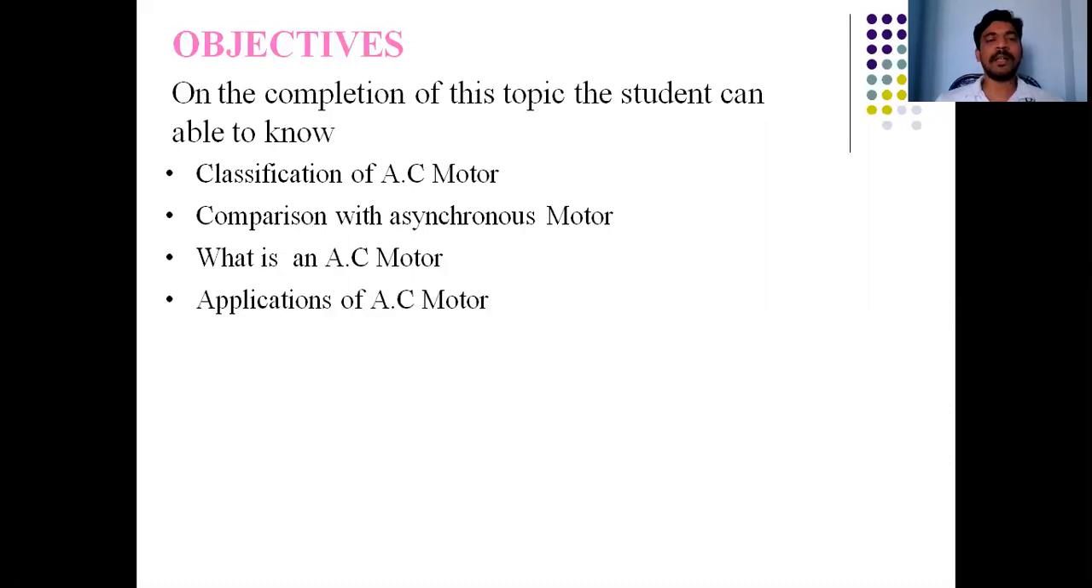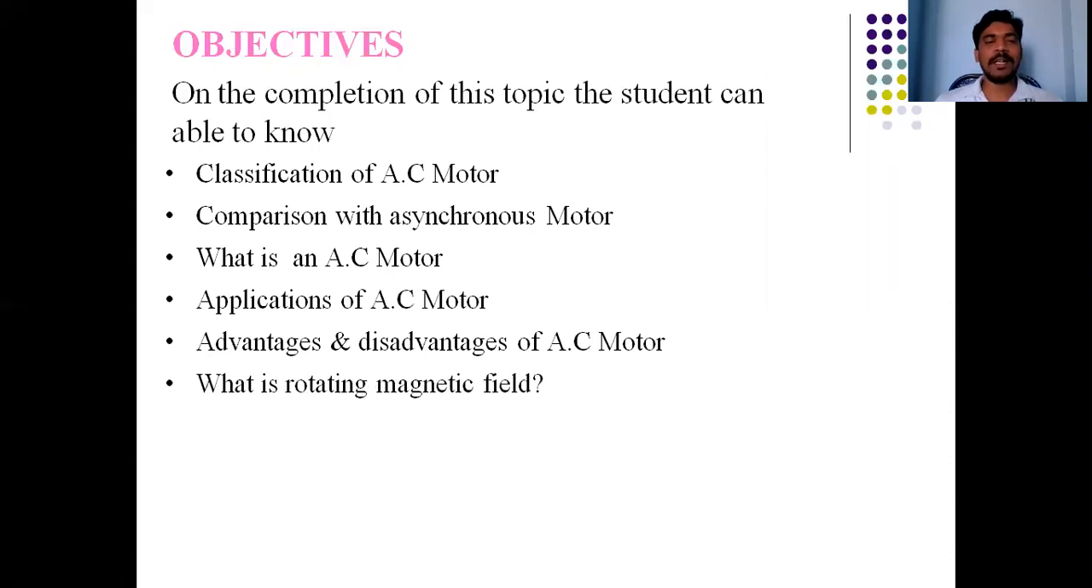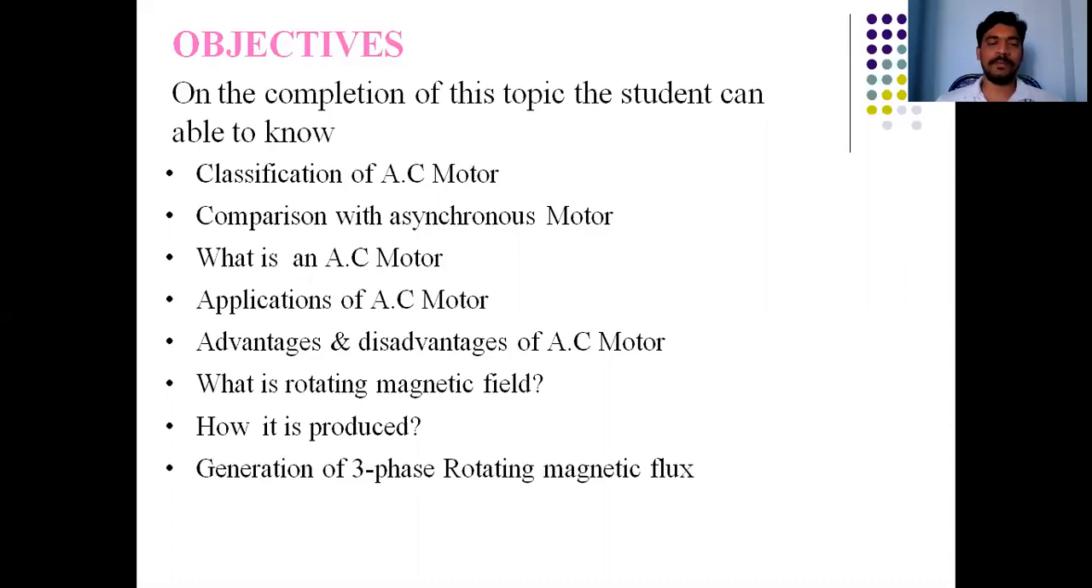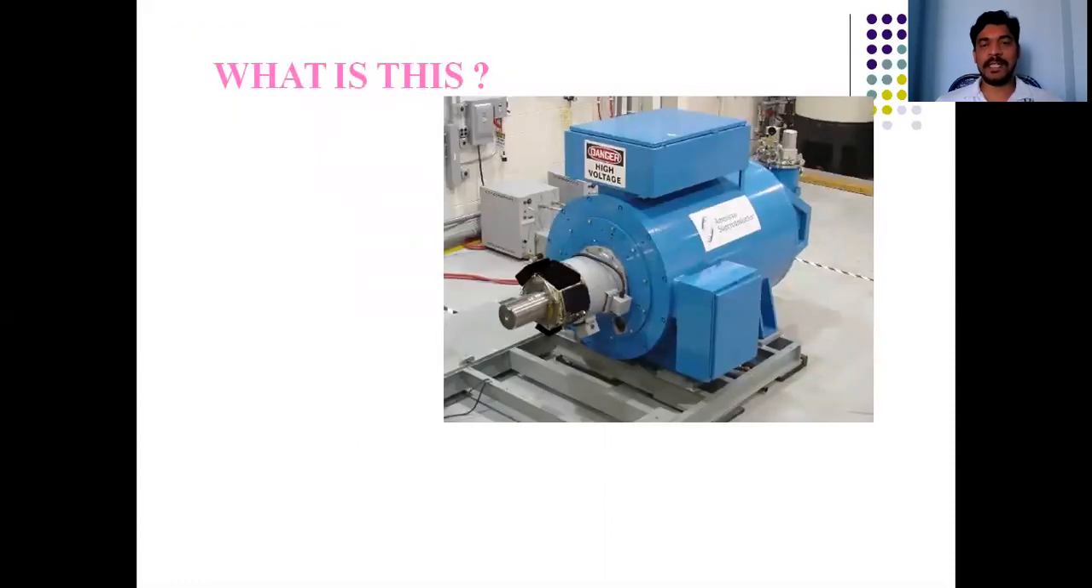What are AC motors and applications of AC motors, where we will use all these types of motors, and the advantages and disadvantages of different types of motors. Then what is rotating magnetic field? In three-phase, when we give three-phase balanced supply to the stator of the motor, there is a production of rotating magnetic field. How the rotating magnetic field is produced, what is its speed, and what is the necessity of the rotating magnetic field, we will learn in today's session.